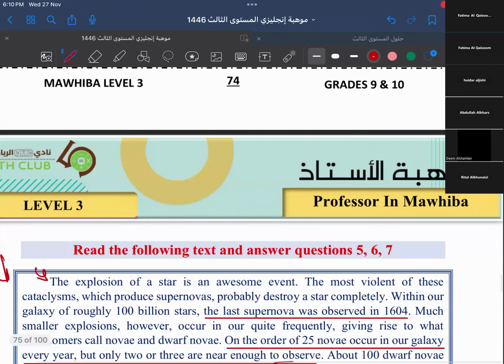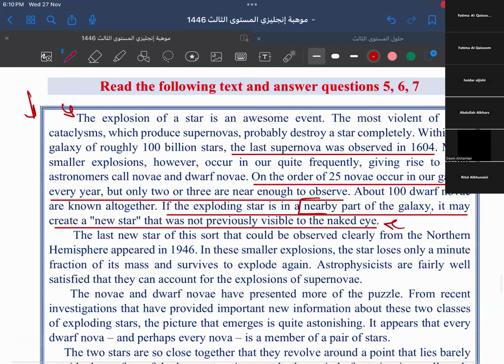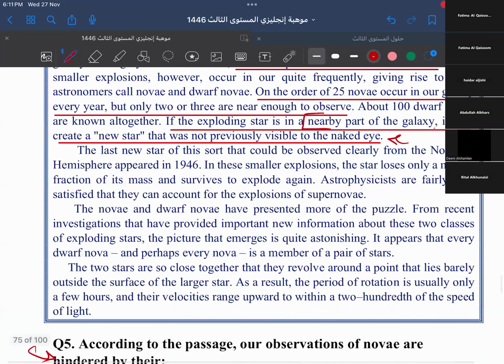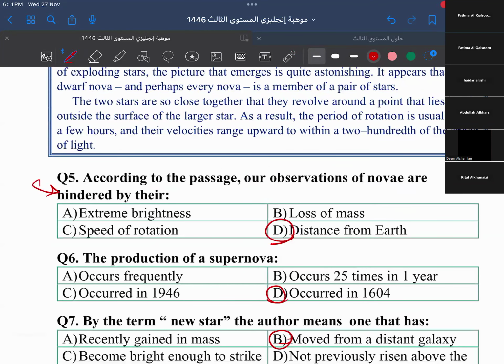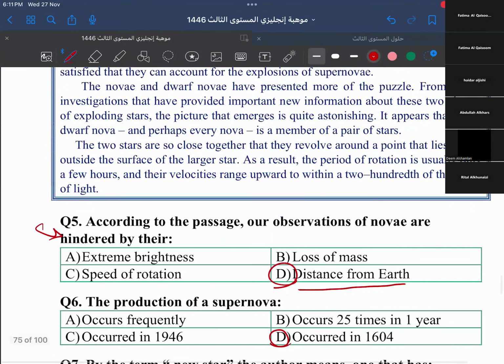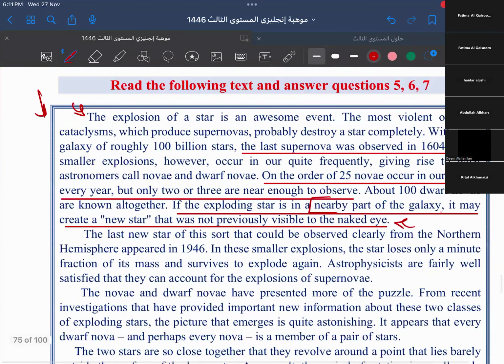As for questions 5 to 7, we read the passage, and according to the questions, we look for phrases from the passage. According to the passage, our observation of nova is hindered by distance from Earth, as we see here. On the order of 25 nova occur in our galaxy, but only 2 or 3 are near enough to observe. So near enough means that they are far from us.